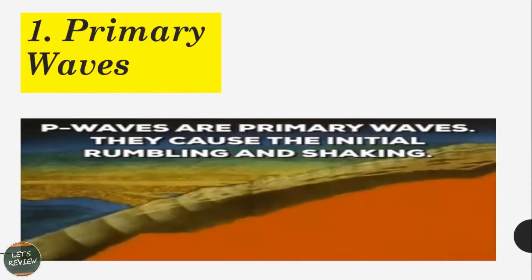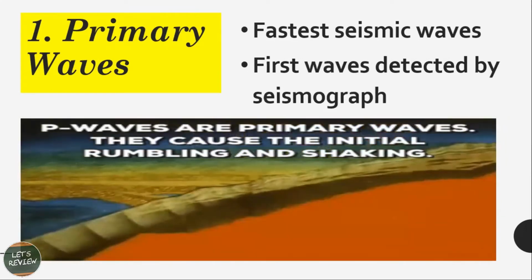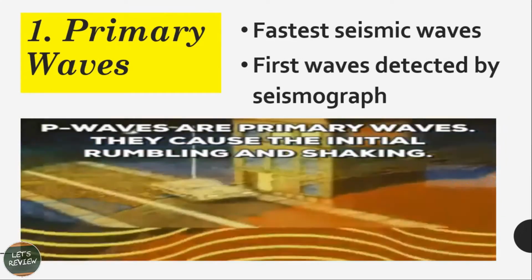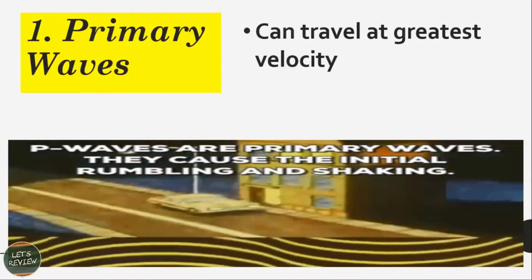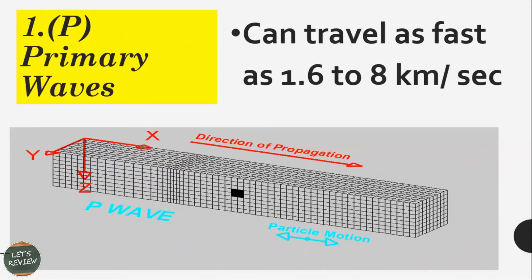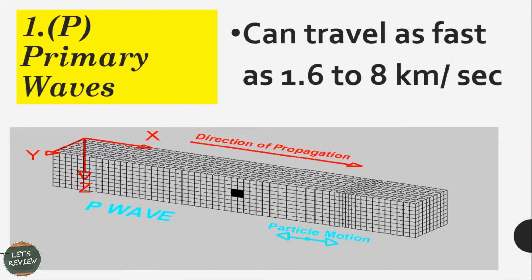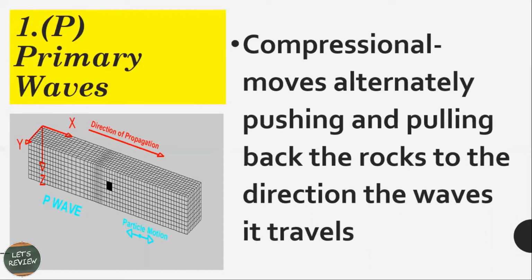One of them is the P waves, also known as the primary waves. It is considered the fastest seismic wave, and it is the first wave detected by the seismograph. The primary waves can travel at the greatest velocity. They can even penetrate gas, fluids, and solid rocks. They can travel as fast as 1.6 to 8 km per second. They are compressional waves, alternately pushing and pulling back the rocks in the direction the wave travels.